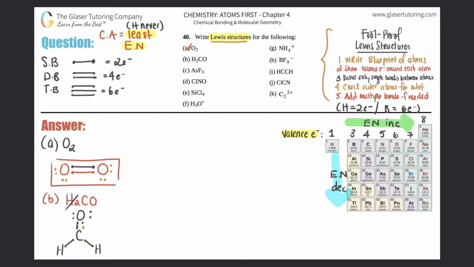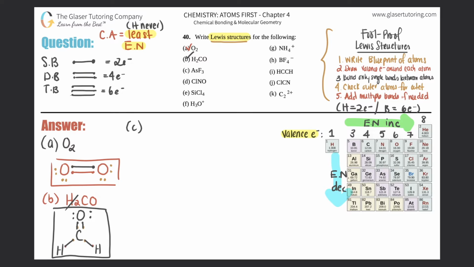So now we make the multiple bonds. 1 and 1. That makes the double bond, and now we're good. Carbon has the 2, 4, 6, 8 electrons, and oxygen has 2, 4, 6, 8 electrons. And that is your drawing for H2CO.